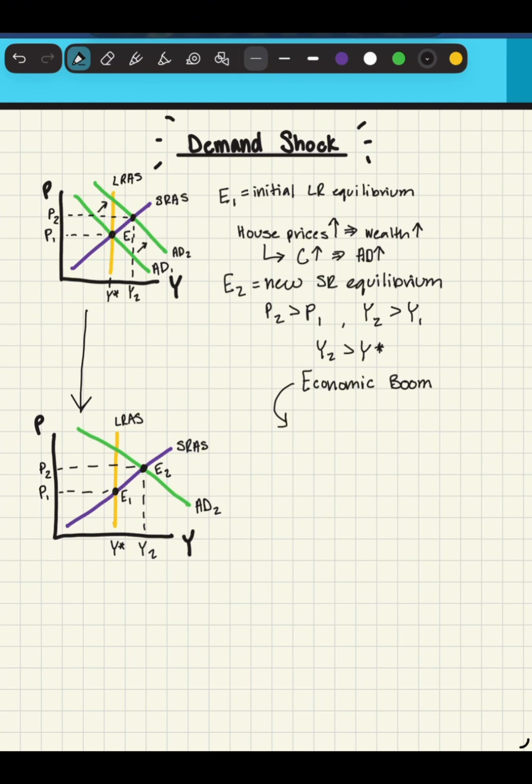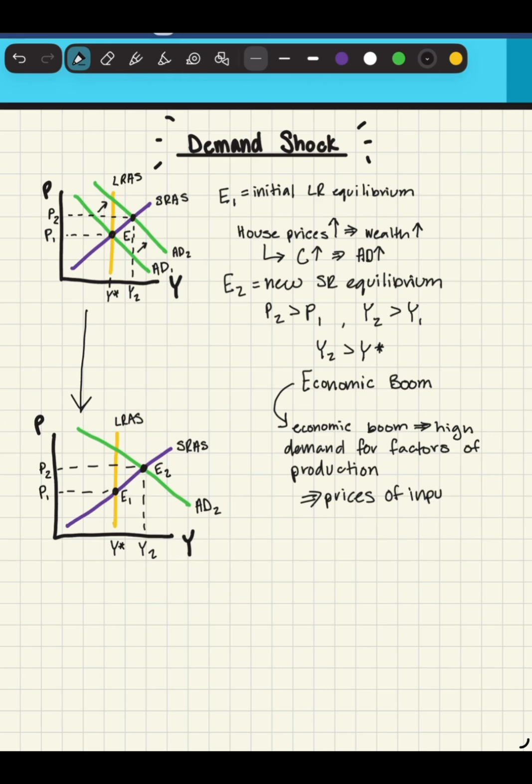Now, once you have those, we know that an economic boom is going to cause an increase in demand for factors of production. So you have that written out. And then with an increase in demand for factors of production, this is going to cause the prices of materials of production to increase. Or you could also say prices of inputs to increase.